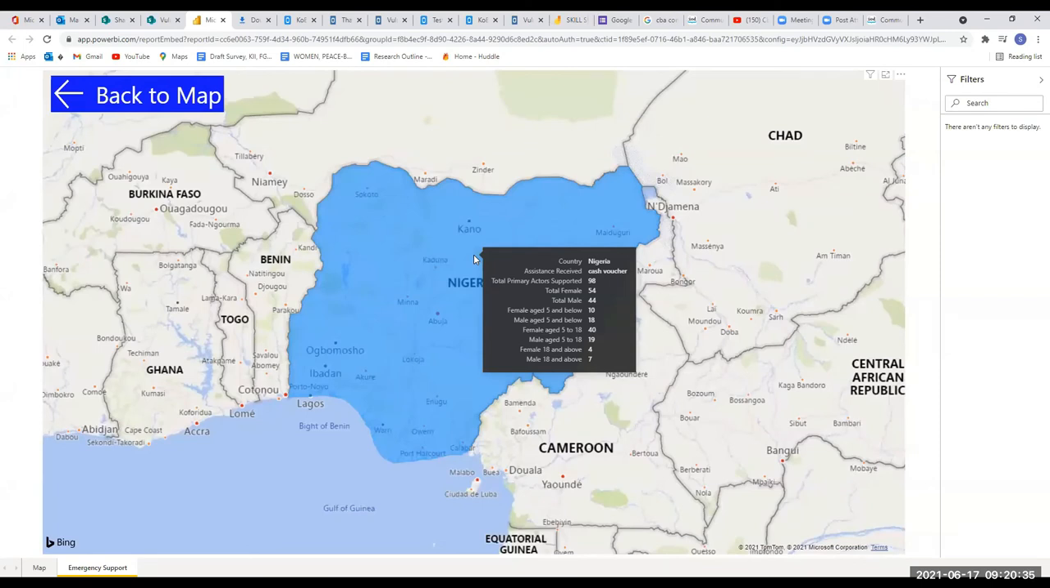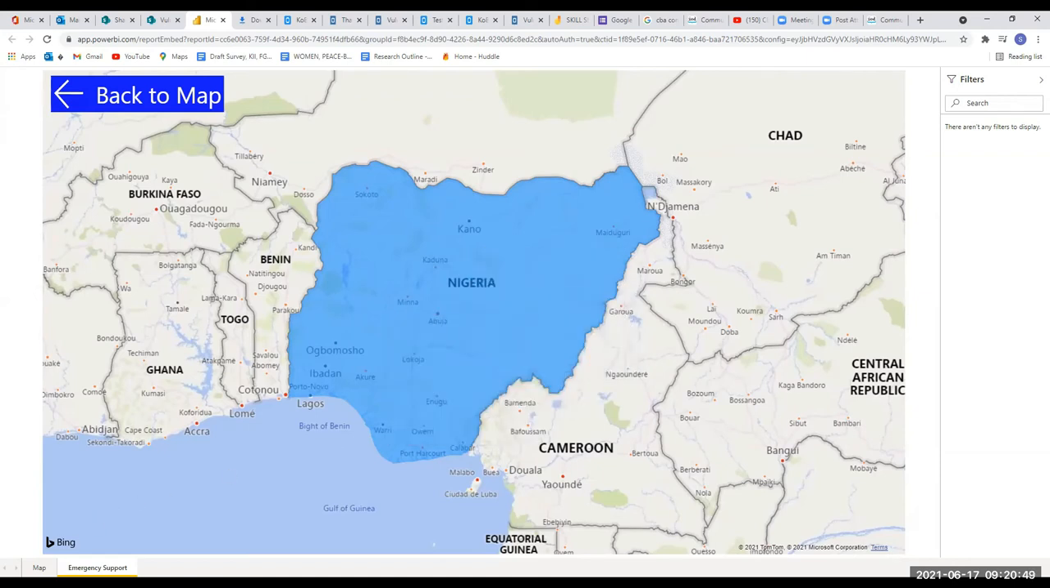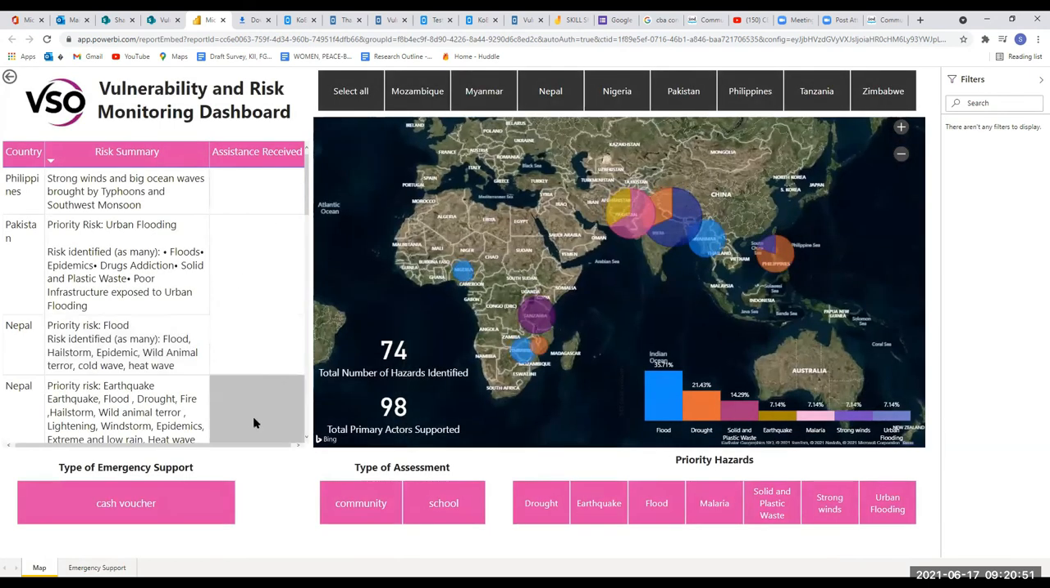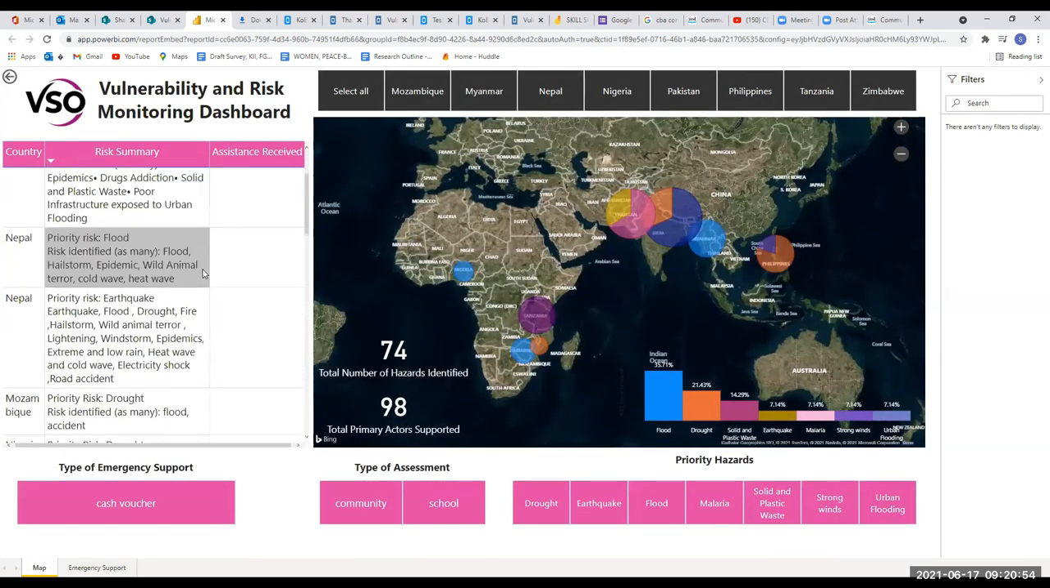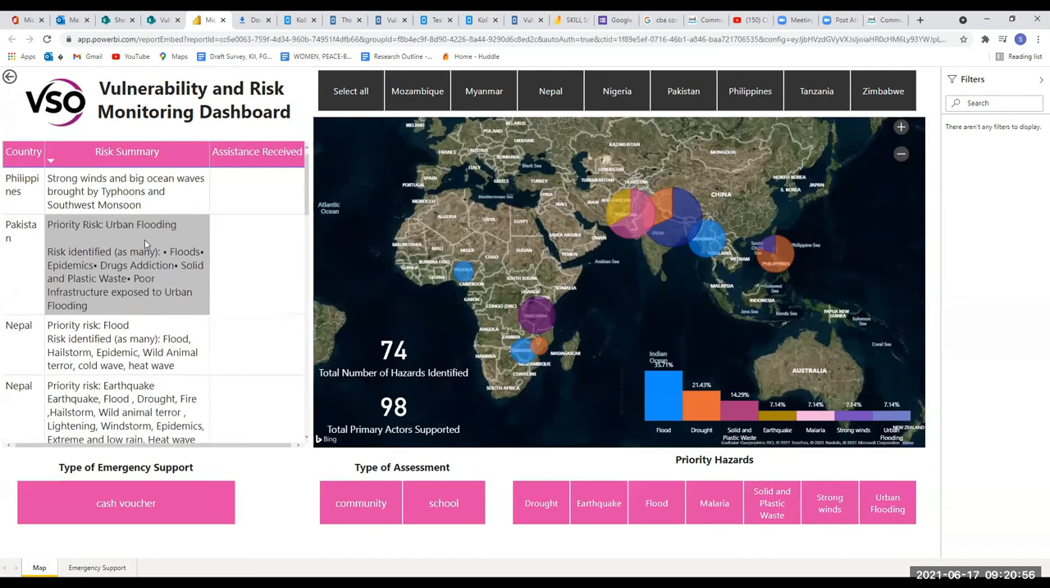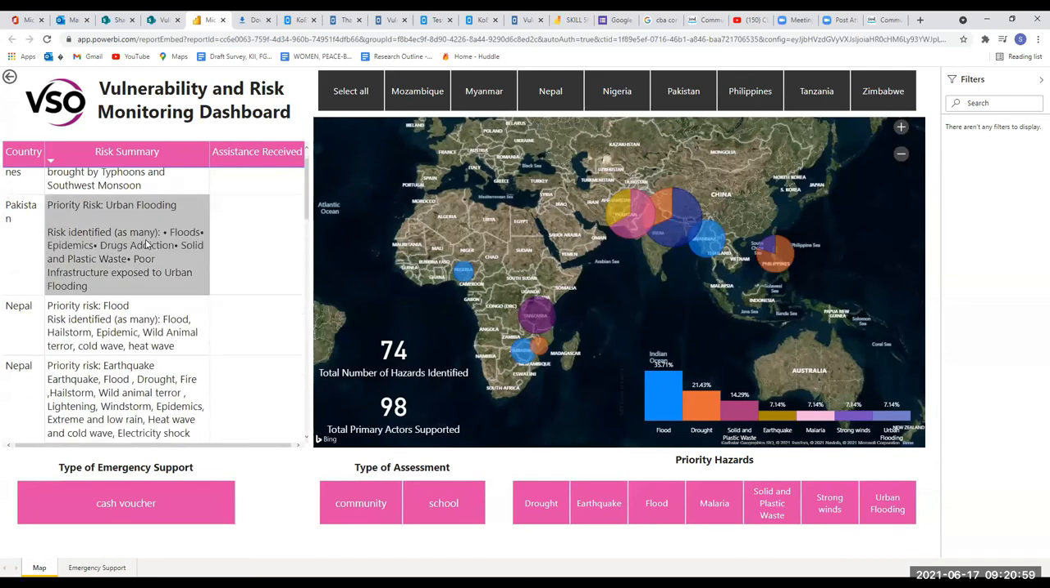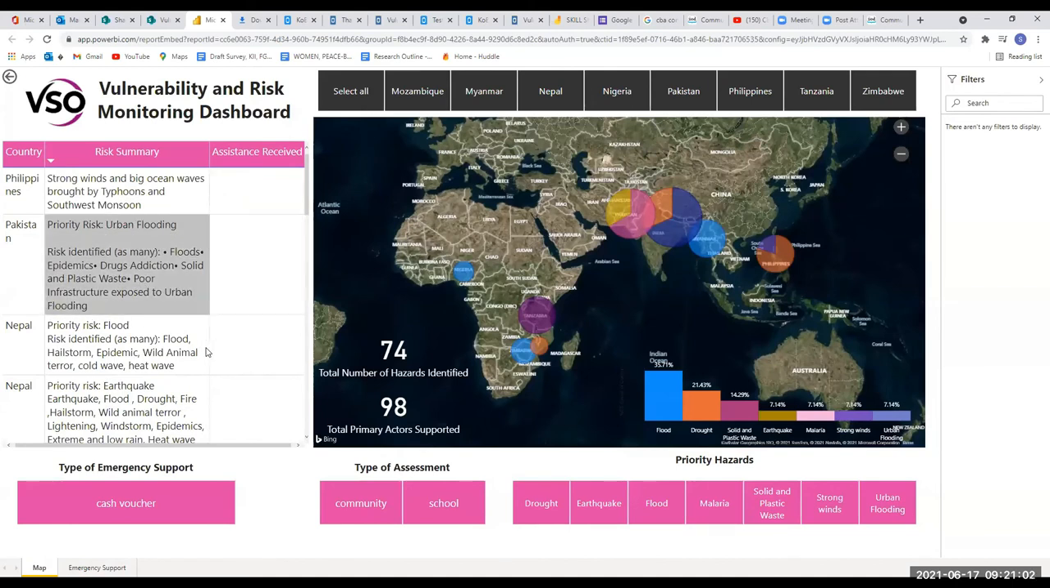in Nigeria, we were able to provide emergency support to a number of primary actors as indicated in here, and the type of assistance is also indicated here, being a cash voucher. And then aside from that, we also have a table wherein the risks and the countries where these assessments have been conducted are summarized. So this is just a snapshot of the data that we have from the back end. There are details in the assessment that are available from the back end.